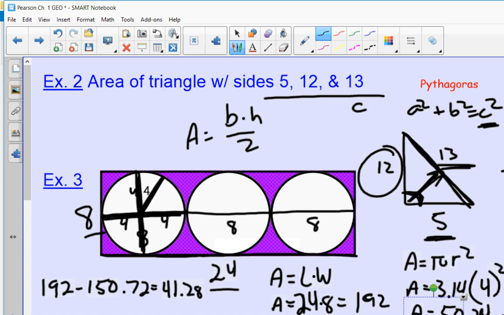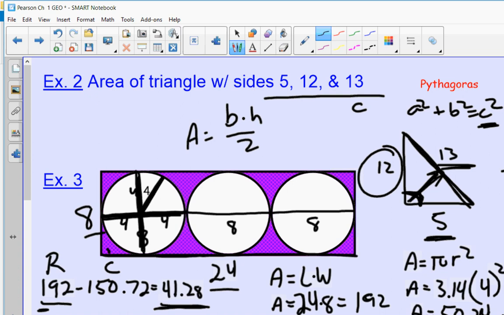So I'm going to come back over here. The area of the rectangle was 192. To get this shaded part, the purple or the shaded part on your notes, I need to subtract the 2 areas. So it's the area of the rectangle minus the area of the circles, and it should give me 41.28 as the area of the shaded part.